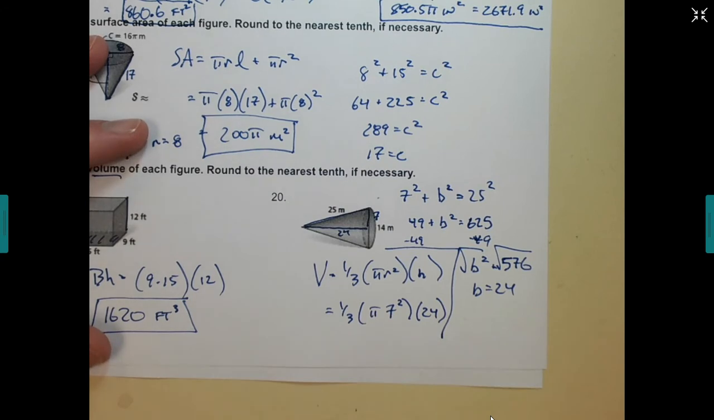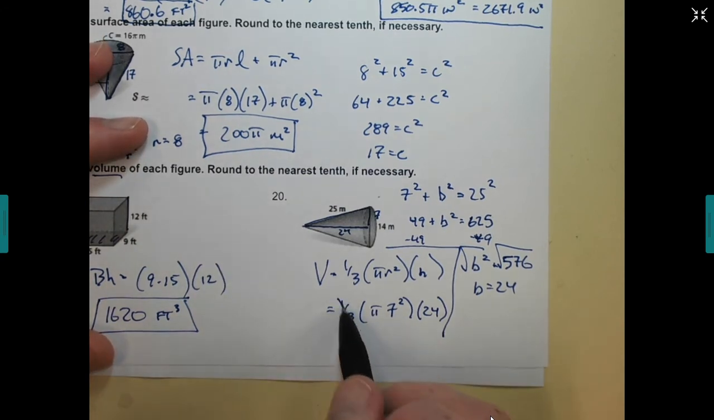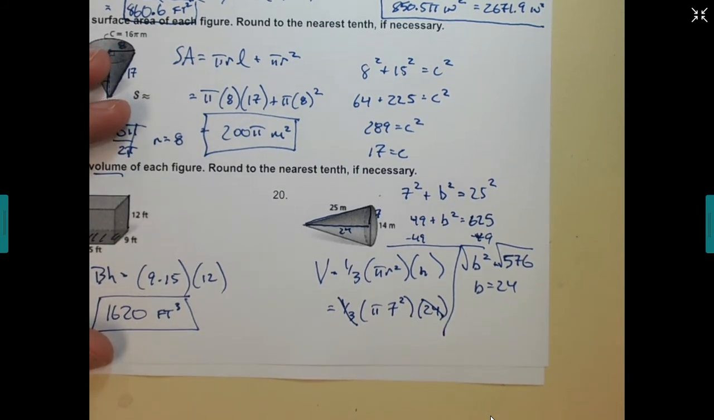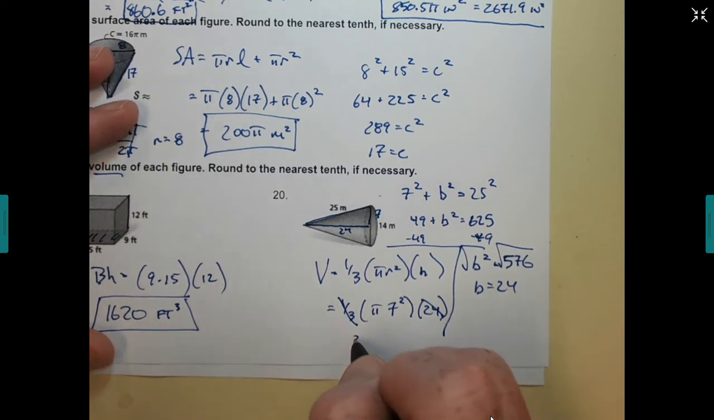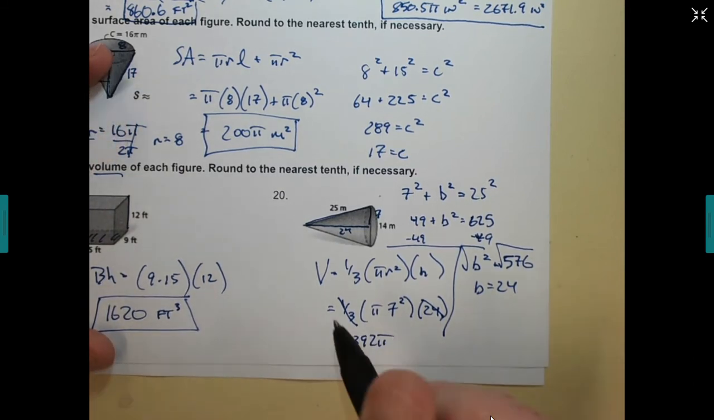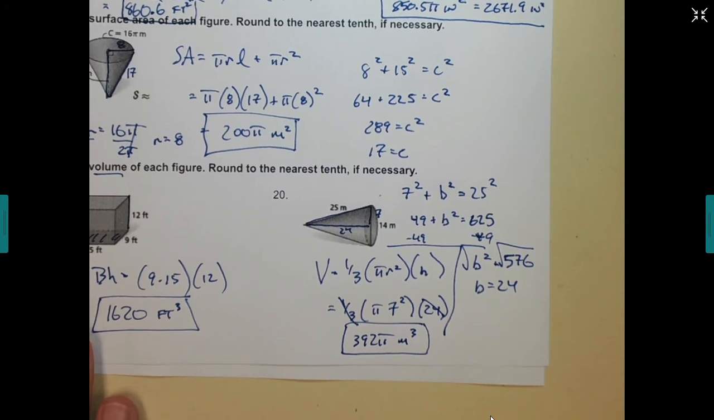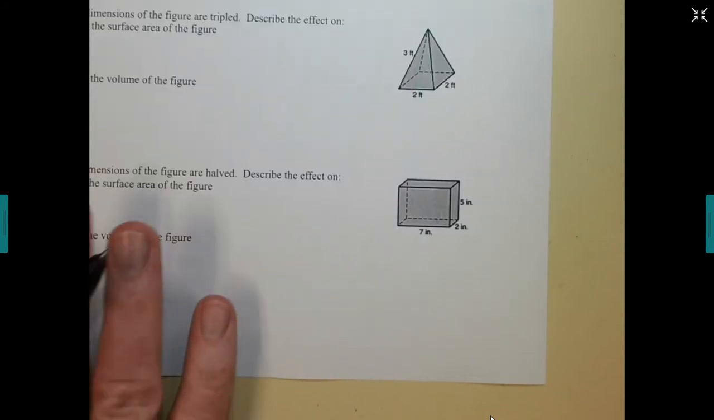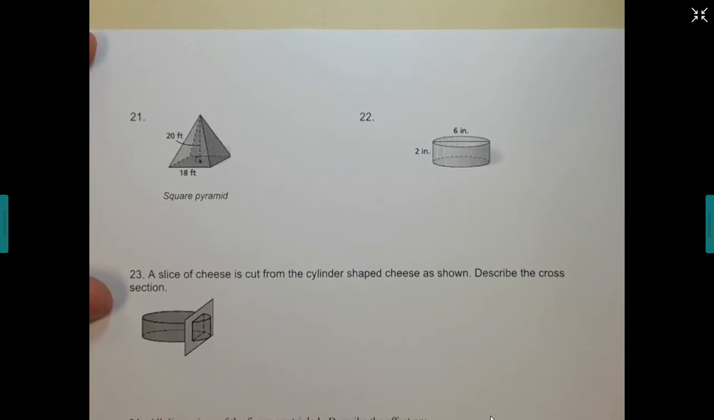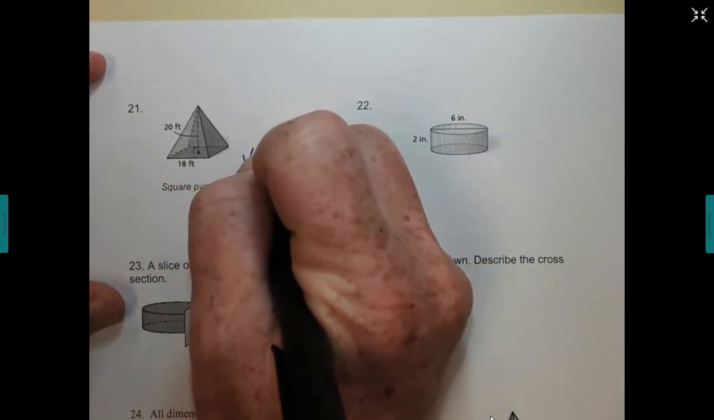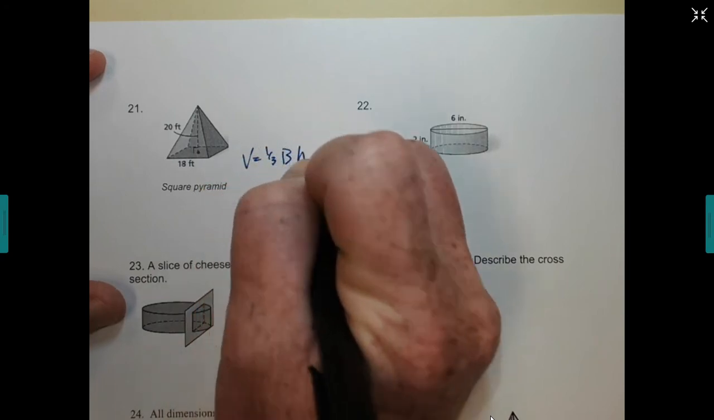So, calculator time. Well, I know 1/3 of 24 is 8. I just need to find out what 8 times 49 is, because that's what 7 squared is. So I got 392 pi. Again, we're doing volume, so this is cubic meters. We're on the last page. We're still finding volume here. So volume is still 1/3 area of the base times the height.